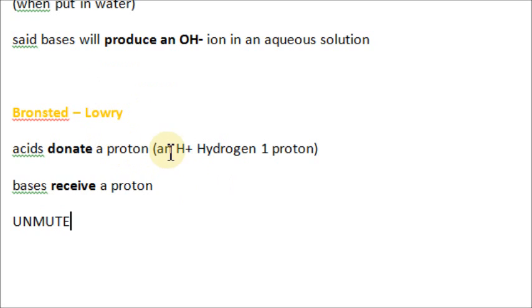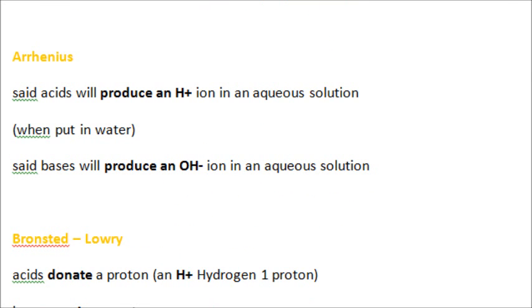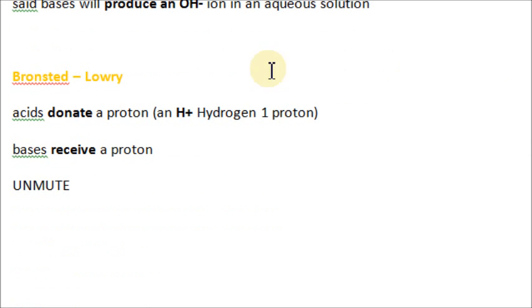So acids donate a proton, which is the same as an H plus ion, to a different element or compound, and the one that receives said proton is what Bronsted and Lowry define as a base. Acids donate H plus, bases receive. That's Bronsted-Lowry. Those are the two other ways to define an acid. Arrhenius, acids will produce H plus, bases will produce OH minus. Bronsted-Lowry, acids will donate H plus, bases will receive H plus. Notice he says nothing about hydroxide, nothing about OH minus.